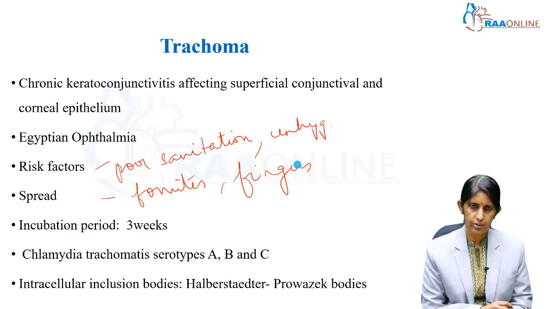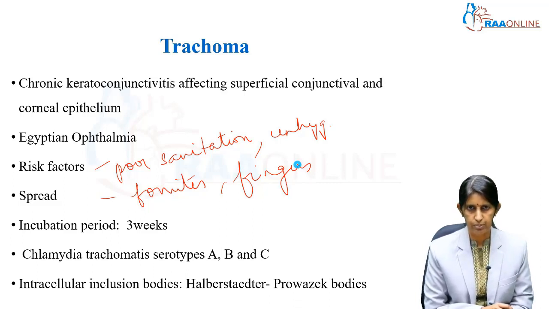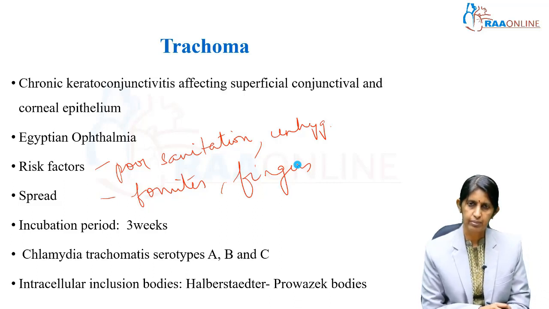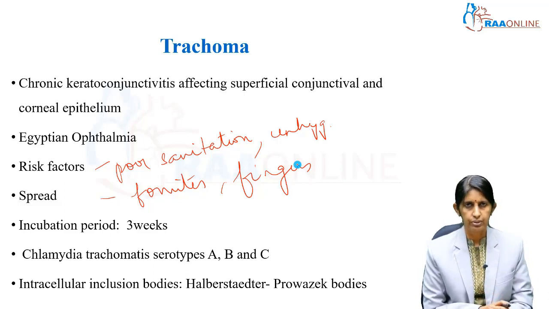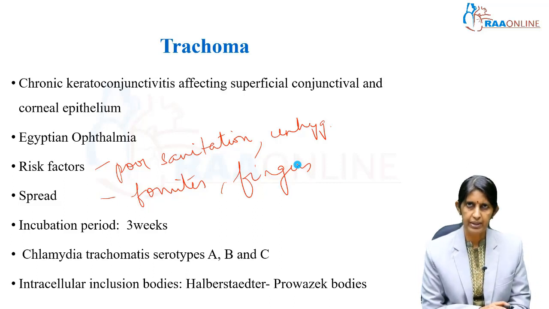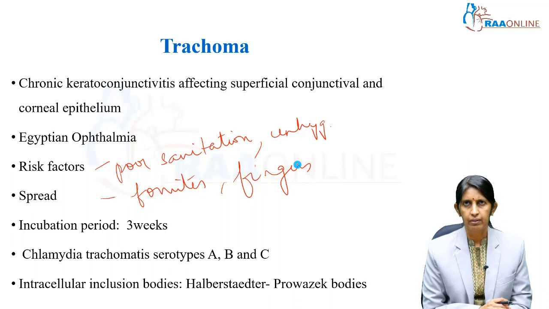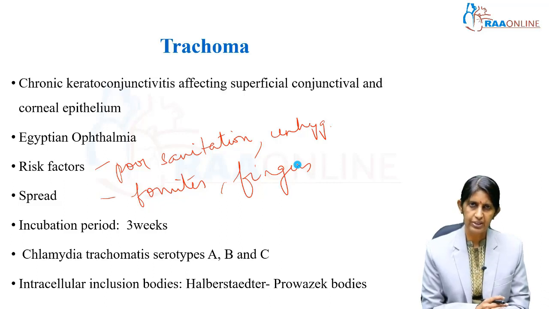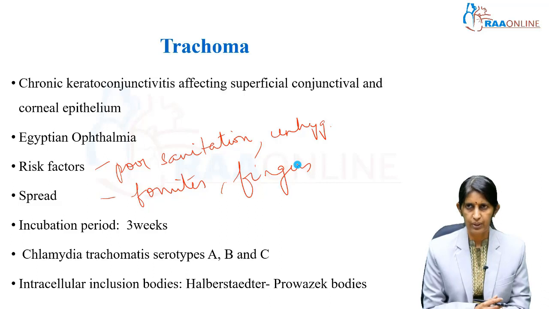So trachoma classically is caused by Chlamydia trachomatis of the serotypes A, B and C. And classically we have intracellular inclusion bodies which are called Halberstaedter-Prowazek bodies, HP bodies in short. So this is very important because Chlamydia trachomatis, although the disease has its origin so many years back, till today it continues to be a point of importance both for questioning clinically, theoretically or even in patients. But more likely now we are seeing patients with complications or sequelae of trachoma rather than active trachoma itself.